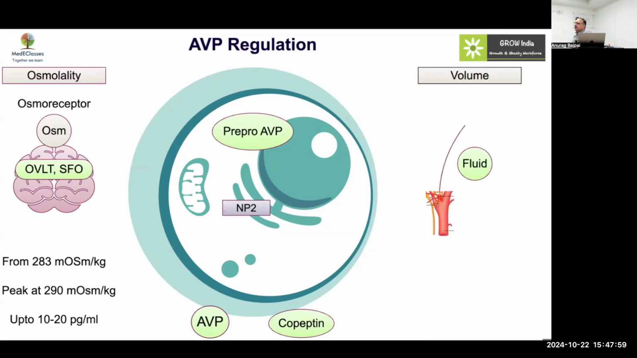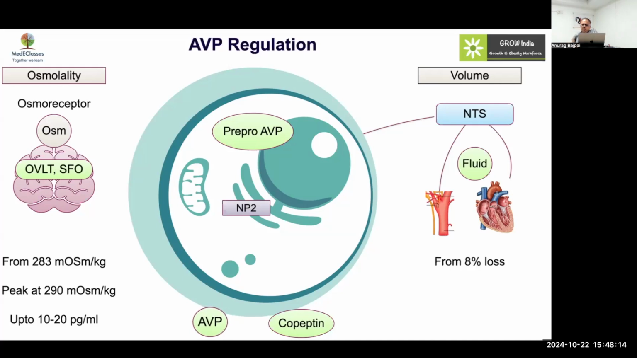So if your fluid becomes less, your carotid sinus and the atrial stretch receptors will say, okay, this fellow has got too little fluid. It will then act via the NTS, the nucleus tractus solitarius, which is going to start acting, and it will say, okay, produce more AVP in that regard. It is not going to be there below 8%. It's going to peak at 25%. So this is like a dying response.